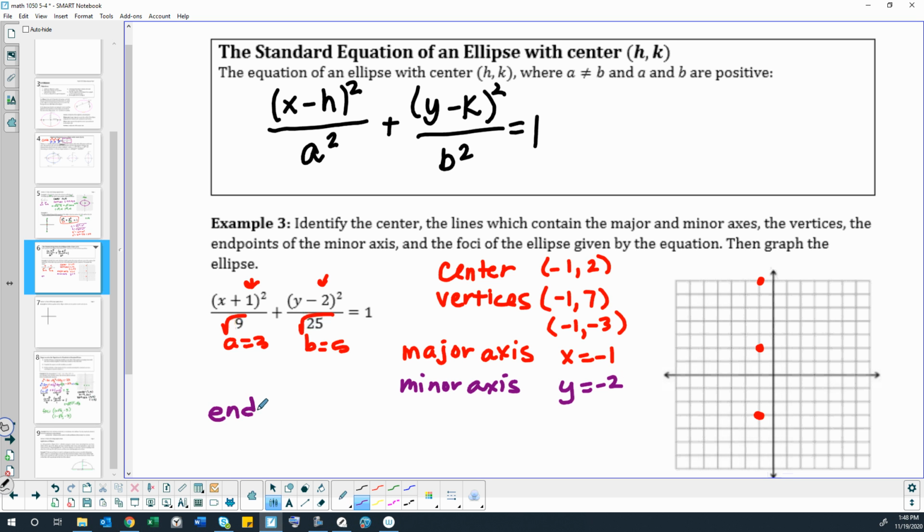Along with that, we have our endpoints of the minor axis. And that's where we would take this number, the a value because it's smaller, and go the horizontal direction because it's a, it's under x, and start from the center and count 1, 2, 3 to the right, and 1, 2, 3 to the left. Another way to do that is to take our center value, and this time the x value is changed by 3. So we're going to go -1 plus 3, which is 2, and the second number stays at 2.